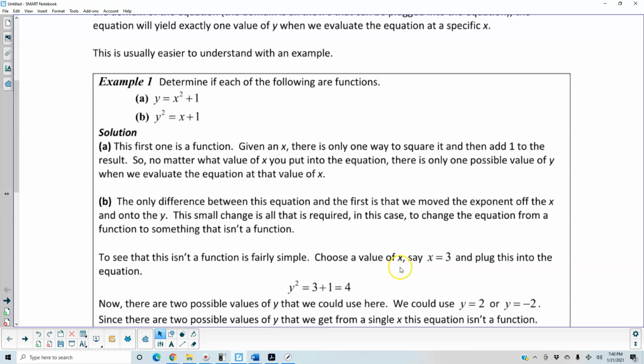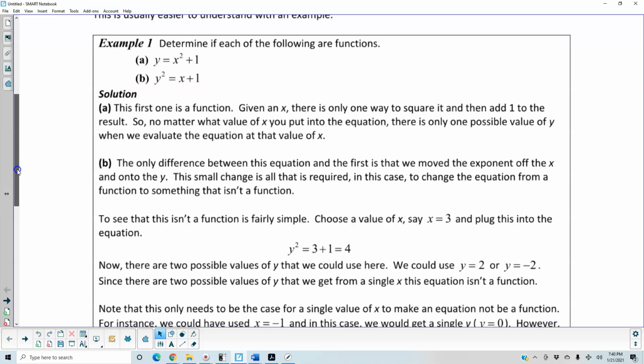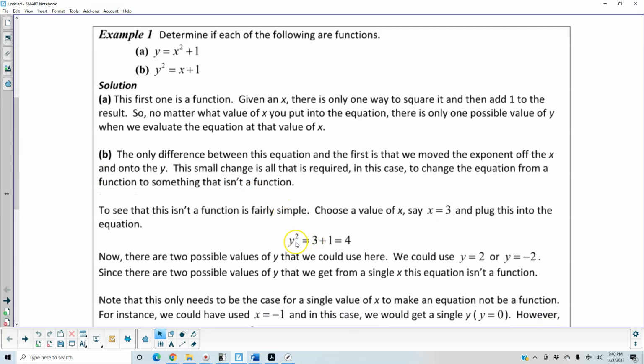Choose a value of x, let's say x equals 3, and plug it into this equation. So if we plug 3 into this equation, y squared equals 3 plus 1, which is equal to 4. So y squared is equal to 4, and that tells us that there are two possible values of y that we could use here. We could use y is equal to 2 or y is equal to negative 2. Since there are two possible values of y that we get from a single x, this equation isn't a function.